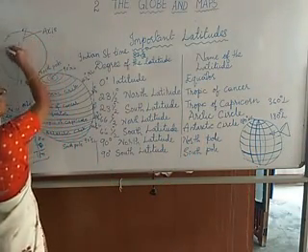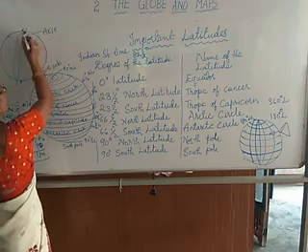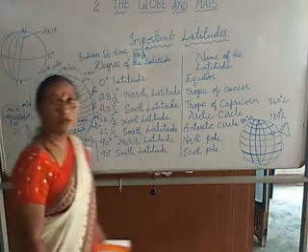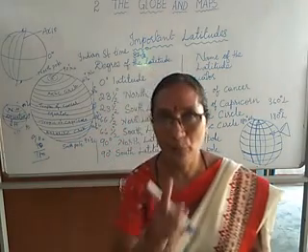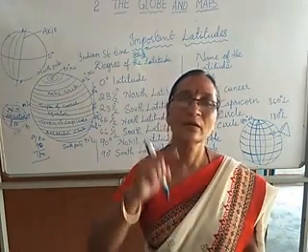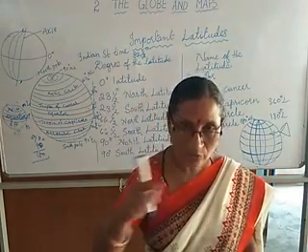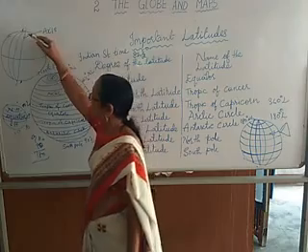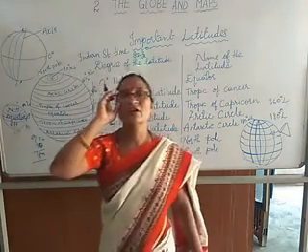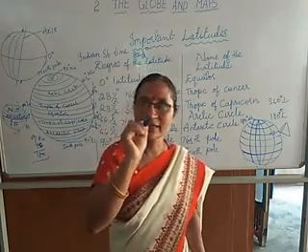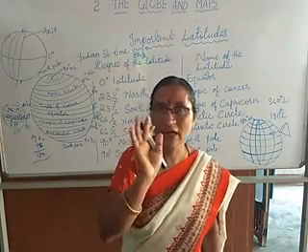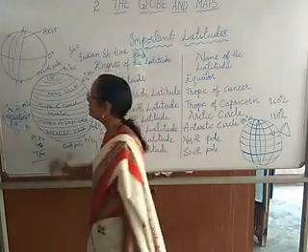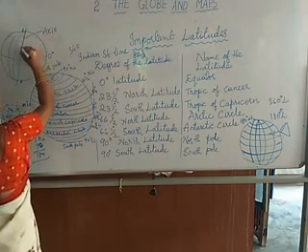Every longitude takes 4 minutes to move. There are a total of 360 longitudes. The 0 degree longitude passes through Greenwich. Greenwich is a place near London, and the 0 degree longitude passes through the middle of the globe from Greenwich.